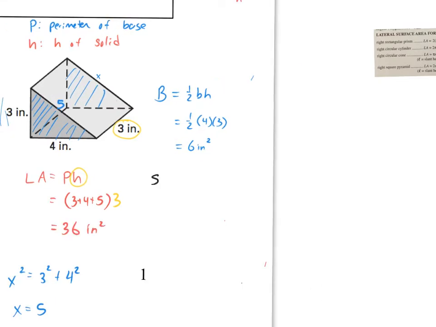So now we're in a position to find the surface area. 2b plus LA is equal to twice the base, so 2 times 6 plus the 36, and we end up with 48 square inches.